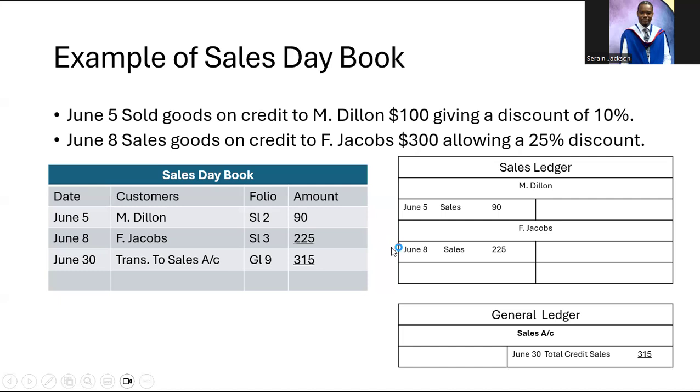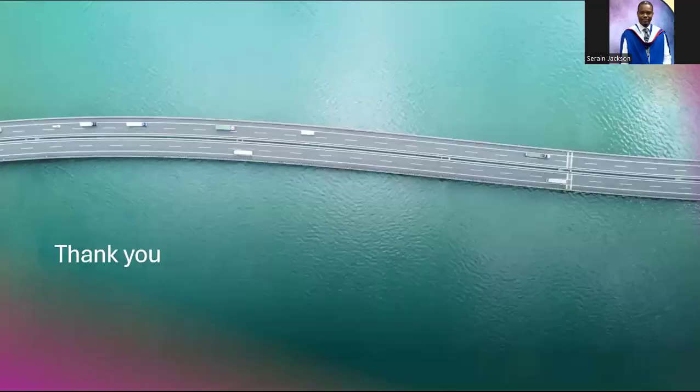Nothing difficult about the sales day book, right? It doesn't get much more difficult than this, right? The only difficulty that can come into either of these books is the discounts that they will give you. You have to calculate the discounts, but other than that, it's just recording the information, knowing where and how to record the information.